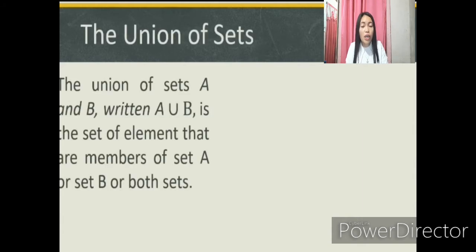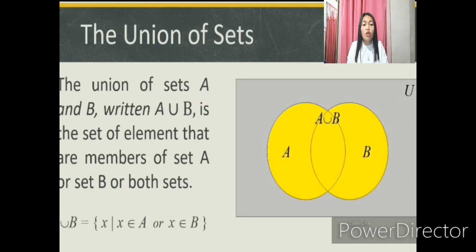Union of sets. The union of sets A and B, written as A union B, is a set of elements that are members of set A or set B or both sets. So we have the notation and we have the drawing. So meaning all the elements of A and B. That would be the union of the two.